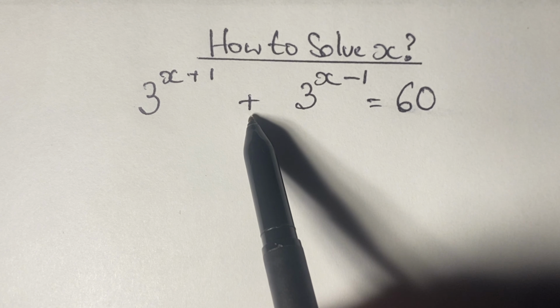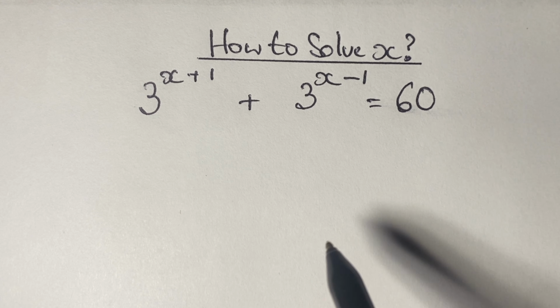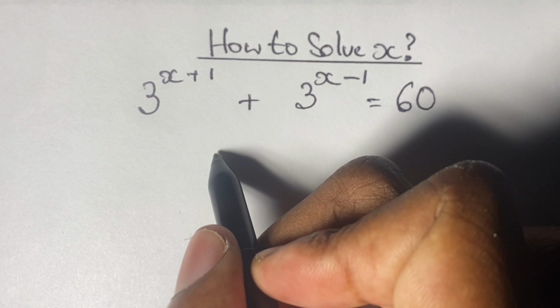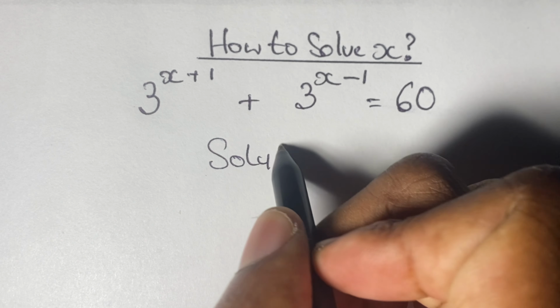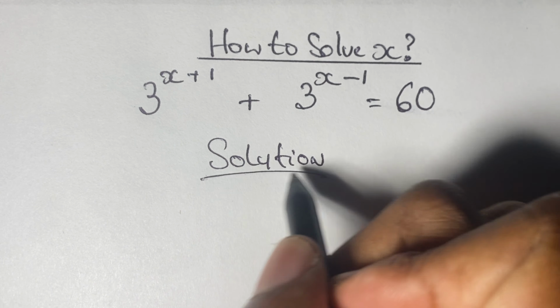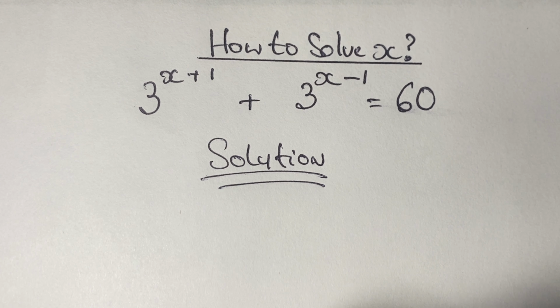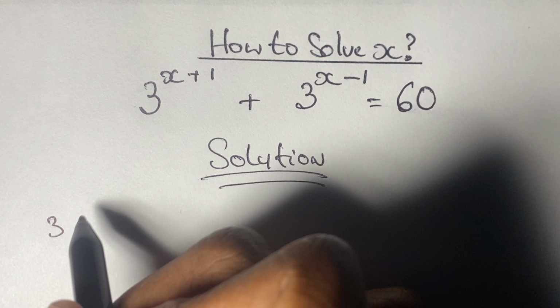Here we're going to solve for x in this algebraic exponential equation where we have 3 to the power of x plus 1 plus 3 to the power of x minus 1 is equal to 60. So we're just going to have our solutions down below here. You can take the time out to pause this video and try this one out.